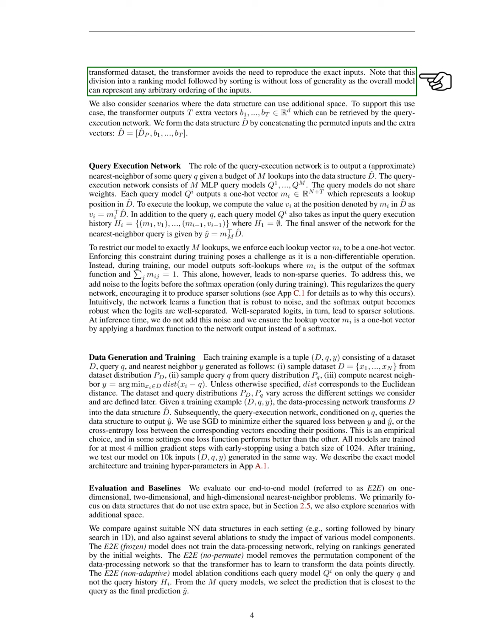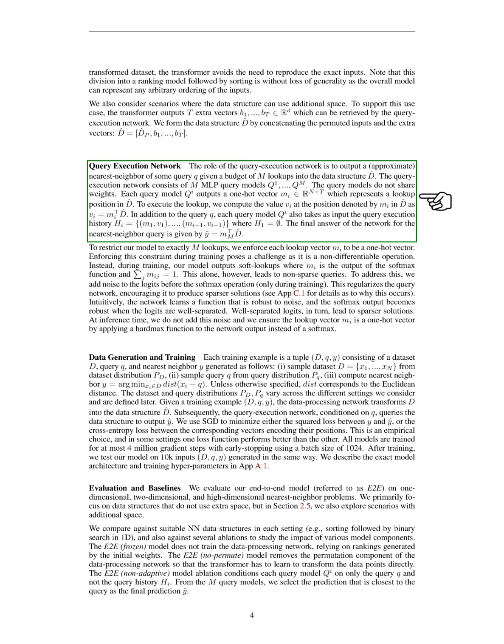We also consider cases where the data structure can use extra space. To accommodate this, the transformer outputs additional vectors that can be accessed by the query execution network. We create the data structure by combining the reordered inputs with these extra vectors. The query execution network's role is to find an approximate nearest neighbor for a given query using a set number of lookups.